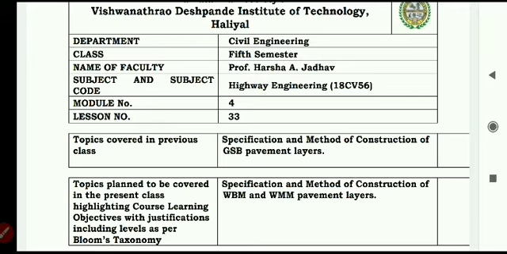Okay, so as far as the last class is concerned, in the online class, I covered specification and method of construction of the granular subbase pavement layer. So why is this specification and method of construction required?